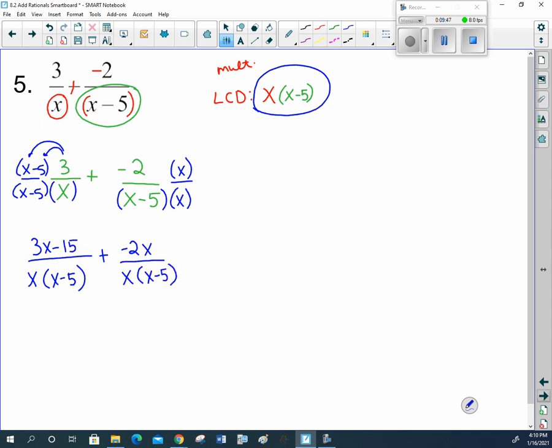Now, you could probably skip this middle step and go from here to the answer. My denominators are the same, so 3x minus 2x is x, minus 15, over x times x minus 5.